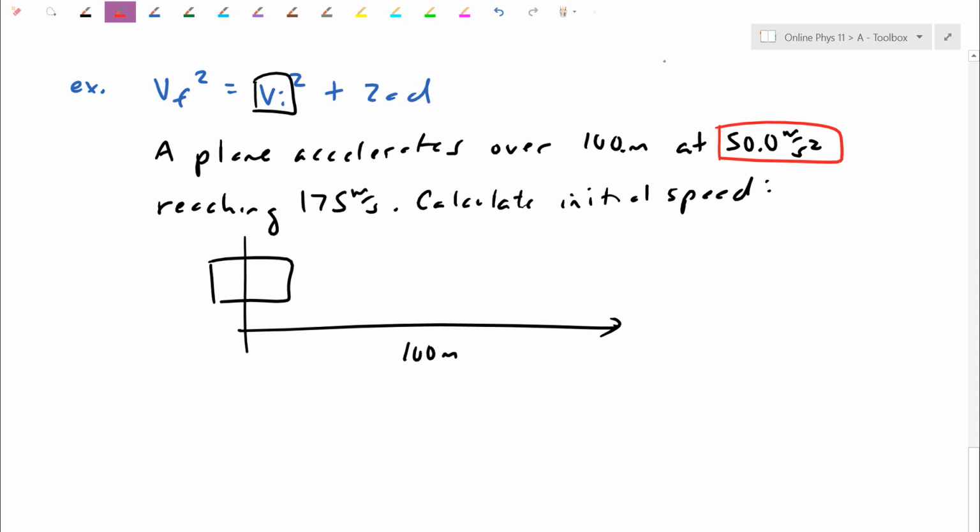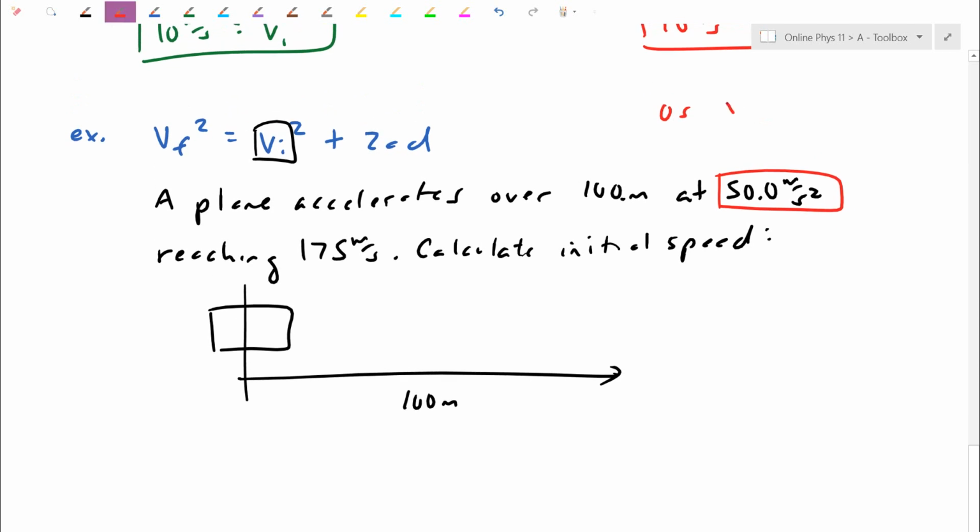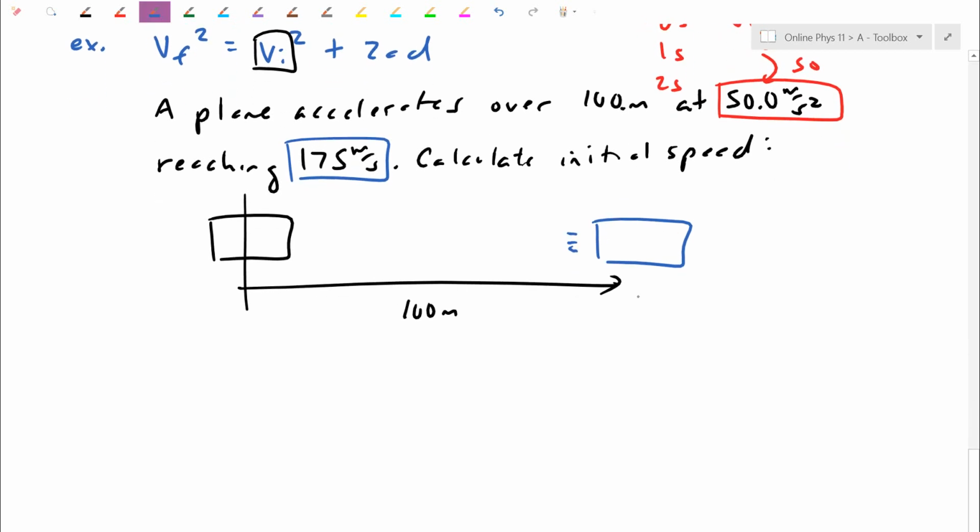Again, what that means here is at 0 seconds it would be at VI. I don't know what it is, but at 1 second, it would now be 50 faster than VI. At 2 seconds, it's going to be another 50 after VI. So basically, every second that it travels, it's going to be 50 higher than it was to begin with. It's going to end up reaching 175. Is this one here a VF or a VI? Upon reaching 175, it means this one here is actually a final speed. So when the plane gets over to here, the V final, the VF, is going to be 175.